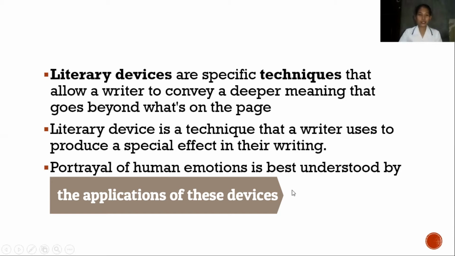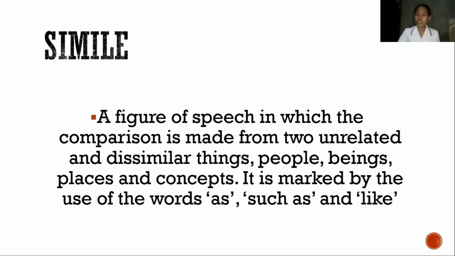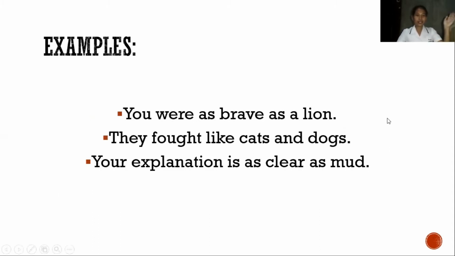Okay, and let's proceed to simile. This is the first literary device. So what do you think is simile, class? I know you're familiar with this. Yes, simile is a figure of speech in which a comparison is made between two unrelated and dissimilar things, people, beings, spaces, and concepts. It is marked by words such as as and like. So let's see the example. Yes, can you please read? Karen? Very good. So what are the two dissimilar things used in the example? Yes, you, lion, they, cats and dogs, your explanation, and mud. So it uses words such as, yes, as and like. Now let's proceed to the next.